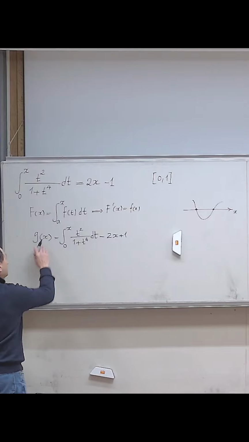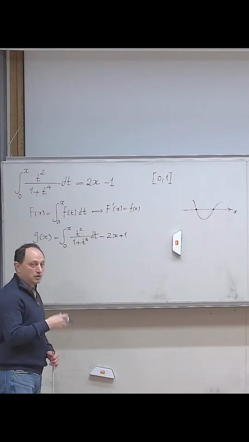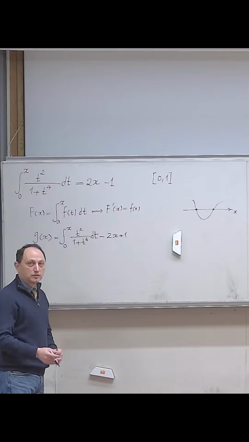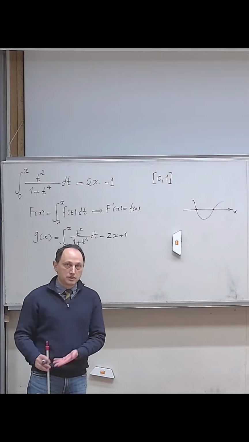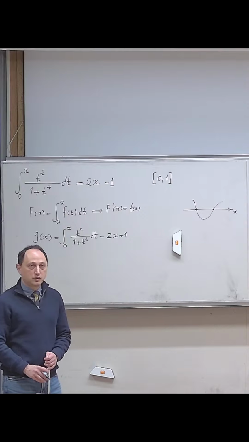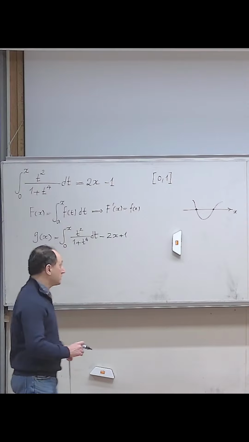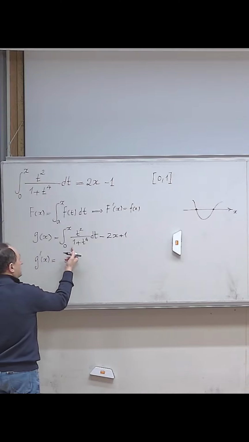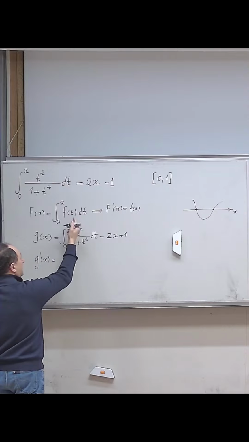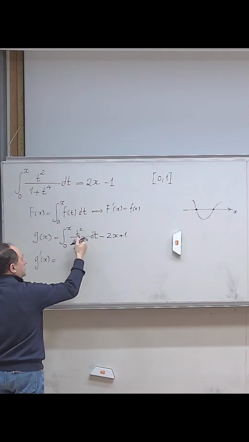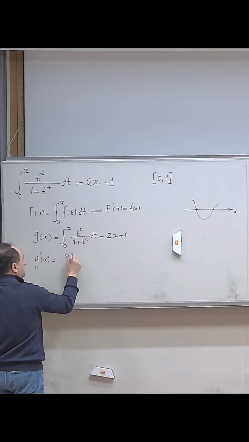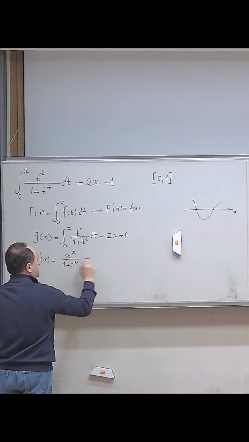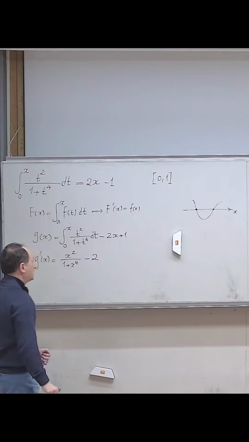So how can I prove the function is decreasing or increasing? One possible way is to use derivative. If the derivative of the function is negative, the function is decreasing, and if the derivative is positive, the function is increasing. So it motivates me to differentiate my function. But if I want to differentiate this function, I can use this theorem. I just need to replace t with x, so it becomes x squared over 1 plus x to the power of 4, and the derivative of minus 2x is minus 2, derivative of 1 is 0.